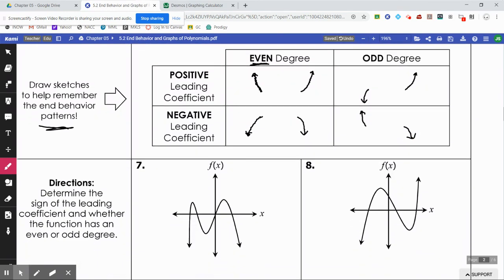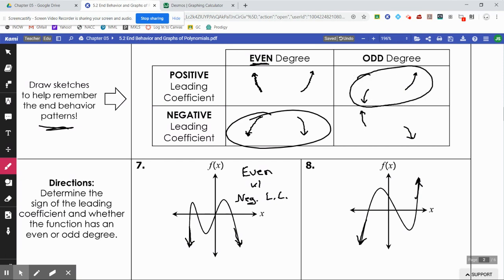Like here, let's determine the sign of the leading coefficient. Well, look what it does to the outside. It goes down and it goes down. So that's this scenario. So determine the sign of the leading coefficient and whether the function is an even or an odd degree. So therefore, this would be an even with a negative. I'm going to put LC, leading coefficient. The second one, look, it goes down to the left, up to the right. Down to the left and up to the right would be this case. They go opposite directions, so we know it's an odd, with a positive leading coefficient.